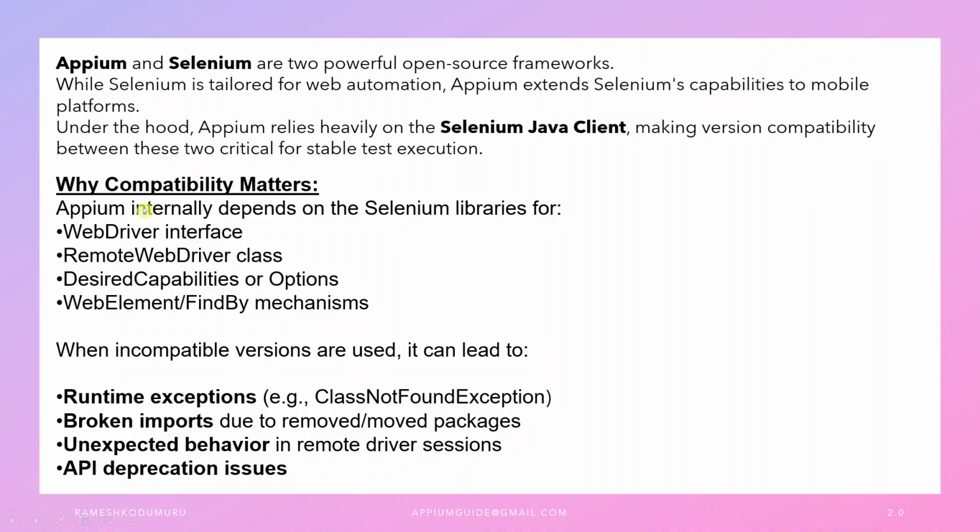So why does compatibility matter? Appium internally depends on the Selenium libraries for the WebDriver interface, the RemoteWebDriver class, desired capabilities or options, WebElement and the find-by mechanism. When incompatible versions are used, it may lead to runtime exceptions, broken imports, unexpected behavior, and API deprecation issues. These are the causes when we have incompatible versions. So what exactly is the compatibility matrix?